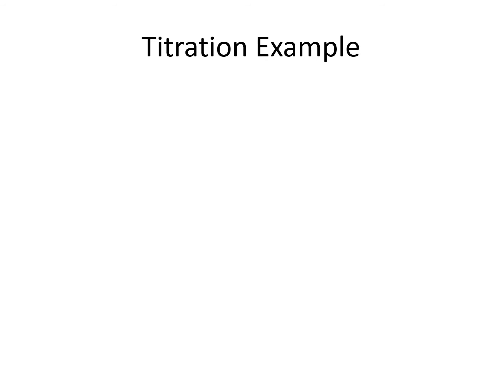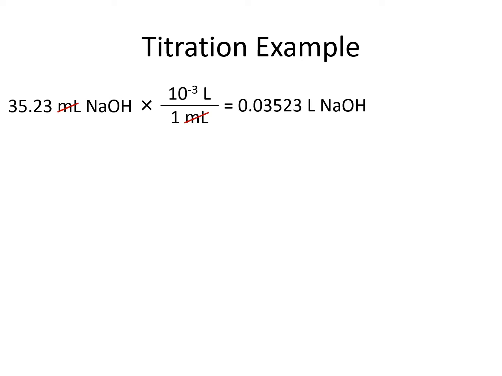First of all, we're going to have to get milliliters of sodium hydroxide into liters. Anytime we use our molarity equation, the volume has to be in liters. We take 35.23 and multiply by 10 to the minus 3, and that gives us 0.03523 liters of sodium hydroxide.